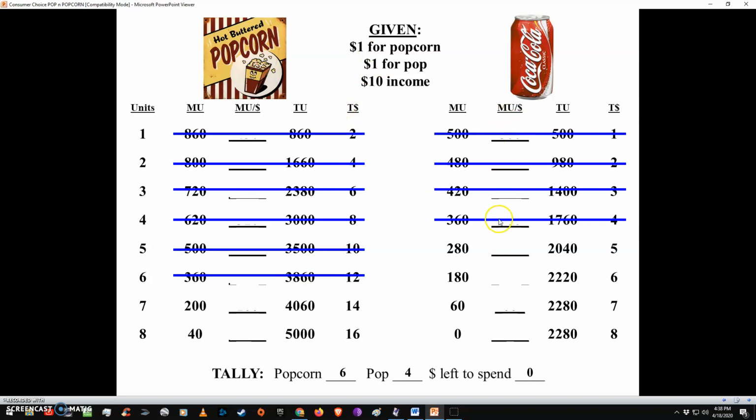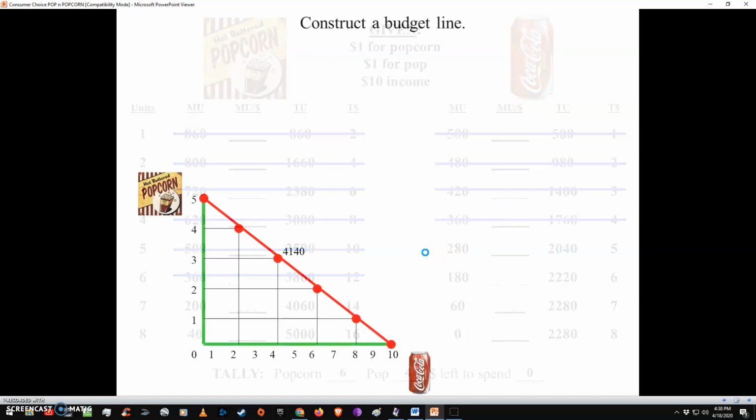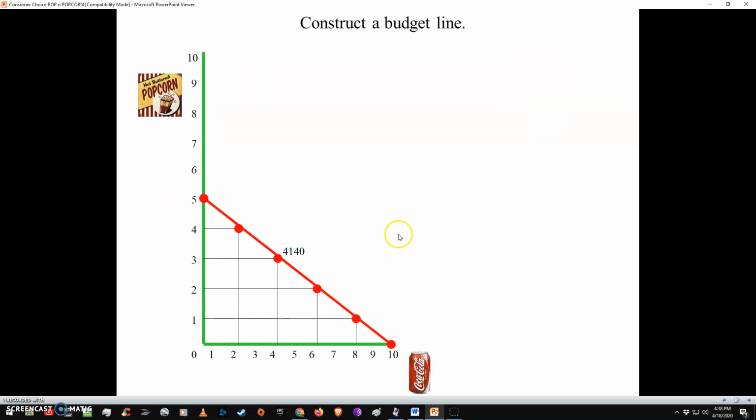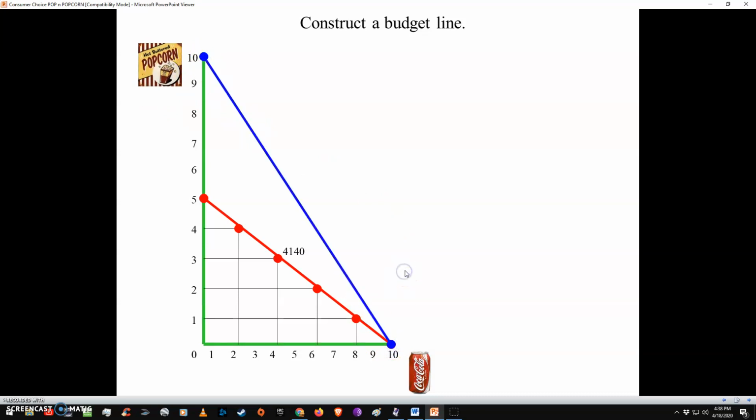Notice the 4 pops is the same as we had before. Wow, look at this budget line. And we buy 10 popcorns. We got a dot up here. And of course, we buy 10 pops. There's a dot there. We connect them.